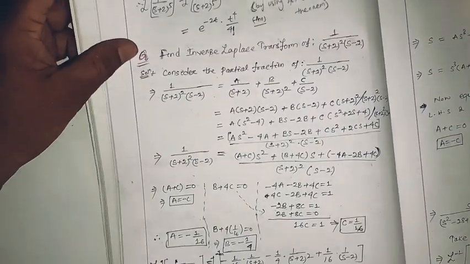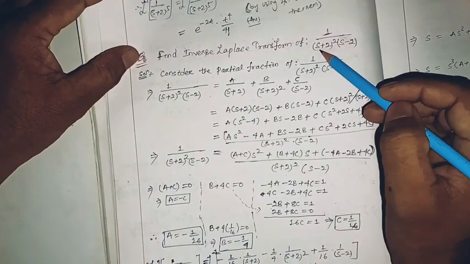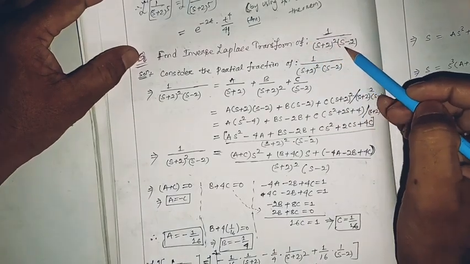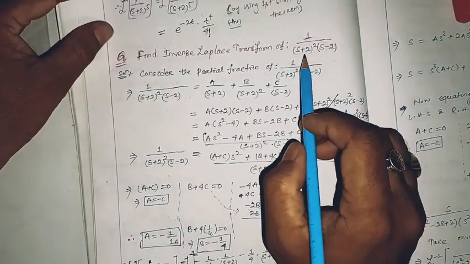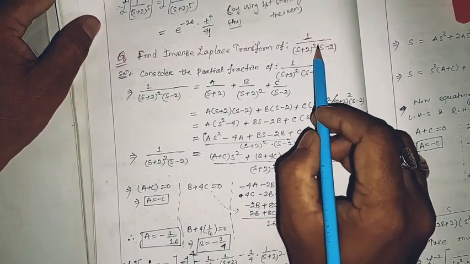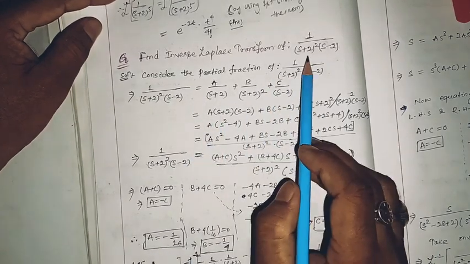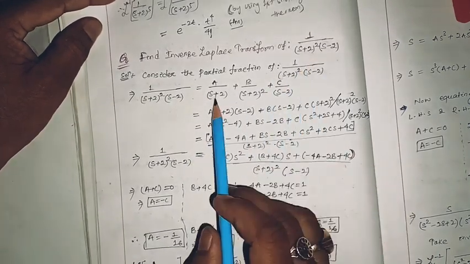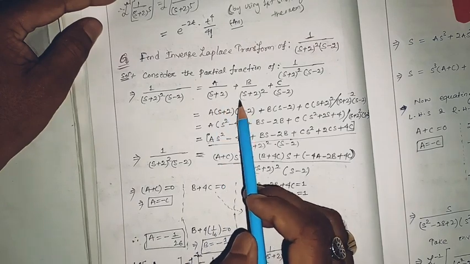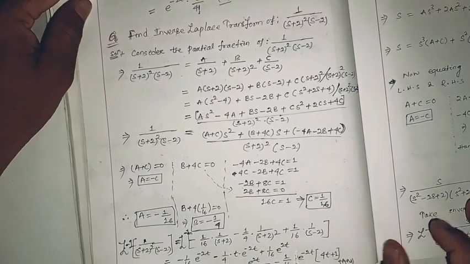Okay, now consider this question. Find the inverse Laplace transform of 1 by (s plus 2) square into (s minus 2). Here it is interesting that one term is not repeated but another term is repeated 2 times. So by considering partial fractions, this can be written as a by s plus 2 plus b by (s plus 2) square plus c by s minus 2, right?